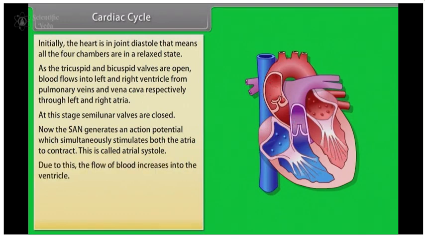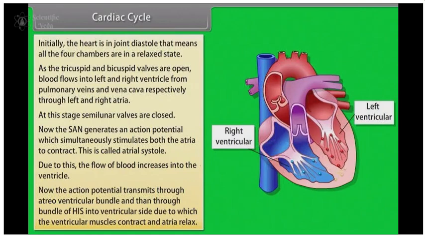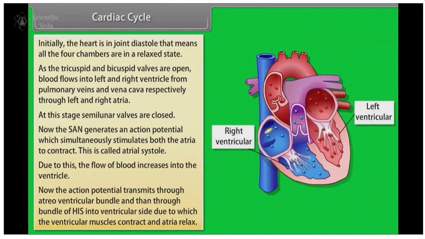Due to this, the flow of blood increases into the ventricle. Now the action potential transmits through the atrioventricular bundle and then through the bundle of His into the ventricular side, due to which the ventricular muscles contract and atria relax.